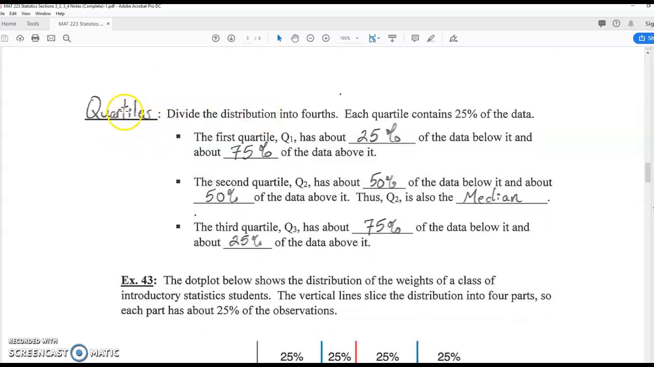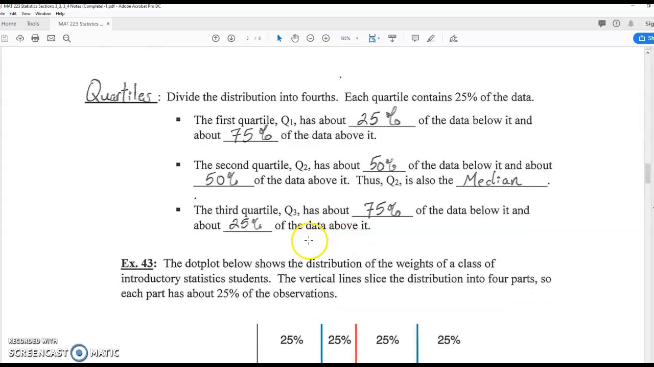So what are quartiles? First of all, quartiles divide the distribution into fourths. Each quartile contains about 25% of the data. So the first quartile has the first 25% of the data. So that has about 25% of the data below that break line, which is Q1, and 75% above it. The second quartile, Q2, has about 50% below it and about 50% of the data above it. So the Q2 is also the median, right? They're the same thing. The third quartile, Q3, has about 75% of the data below it and about 25% of the data above it. So Q3.